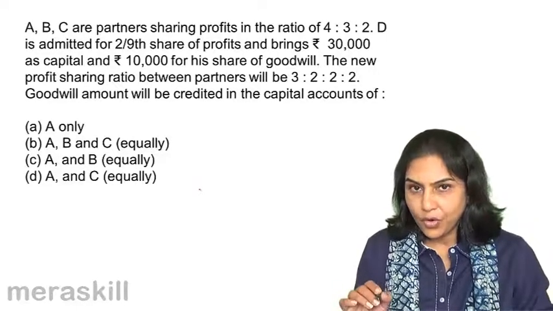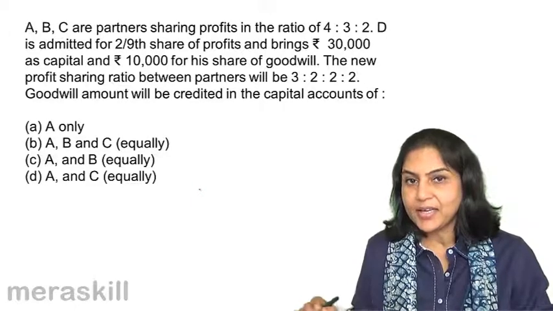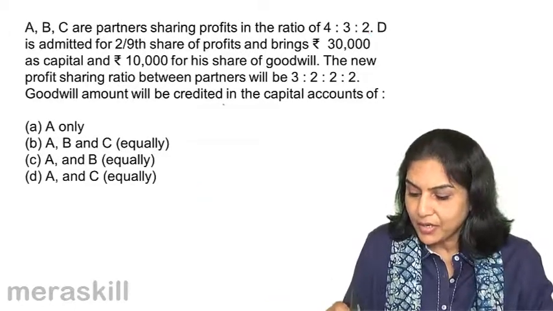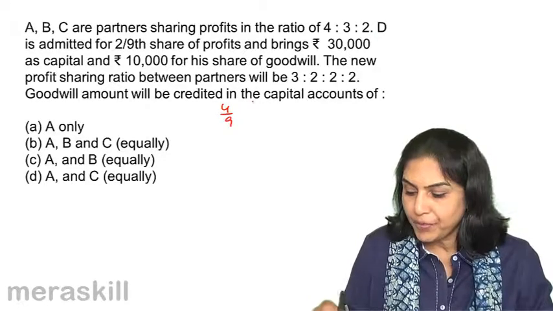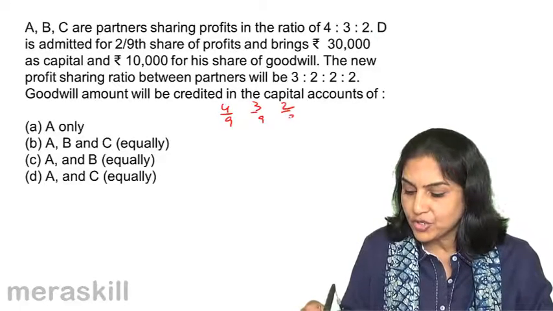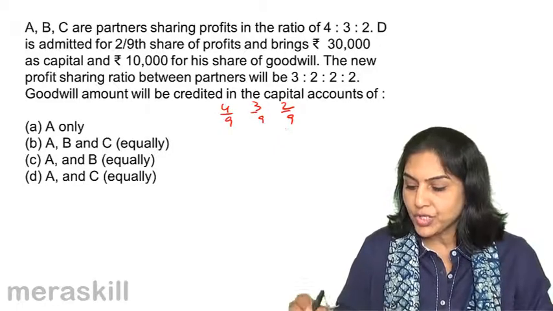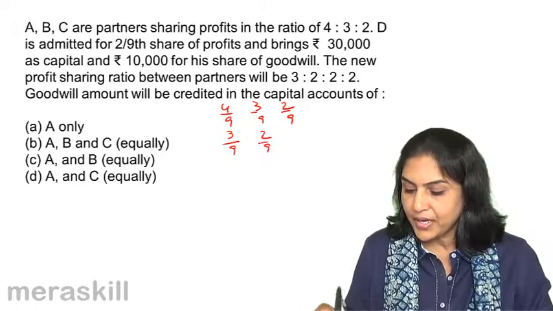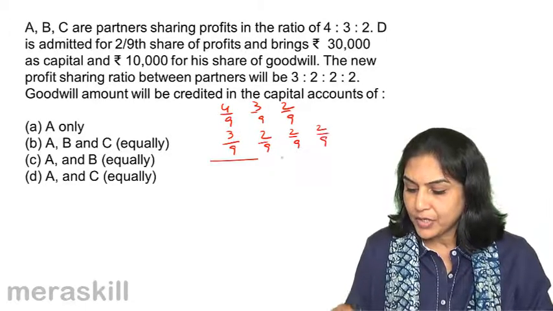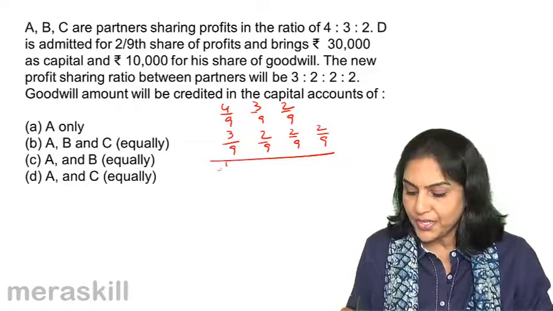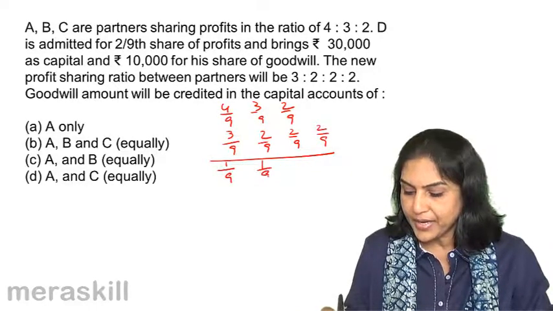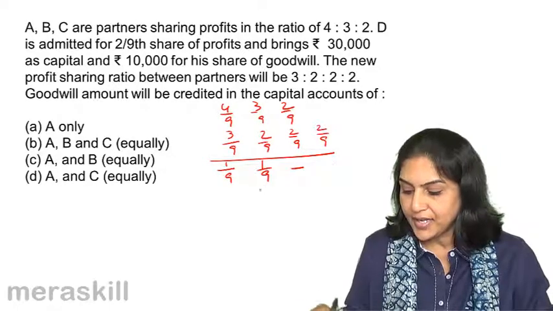But what have we discussed? That the old partners would be credited in the sacrificing ratio. If that be the case, what is the old ratio? 4 by 9, 3 by 9 and 2 by 9. What is the new ratio? 3, 4, 5, 6, 7, 8, 9. So this is 3 by 9, 2 by 9, 2 by 9 and 2 by 9. So what is the difference? You get 1 by 9 (3 by 9 minus 2 by 9), 1 by 9 and nil here.